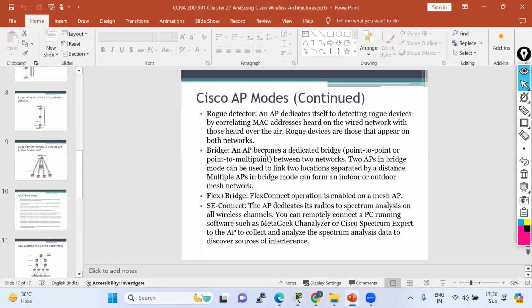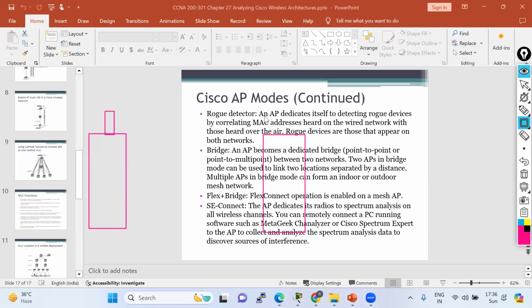In bridge mode, an AP becomes a dedicated bridge, point to point or point to multipoint, between two networks. Two APs in bridge mode can be used to link two locations separated by distance. Means there are two buildings and I want to connect them through wireless.